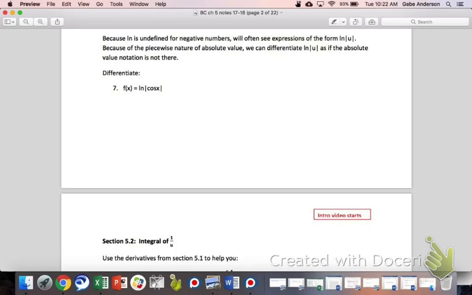We can differentiate ln of absolute value of u as if the absolute value notation is not even there. I thought I would prove that to you here in just a second. I can't remember if we proved this last year in AB, how you would handle this. Maybe we did talk about it.